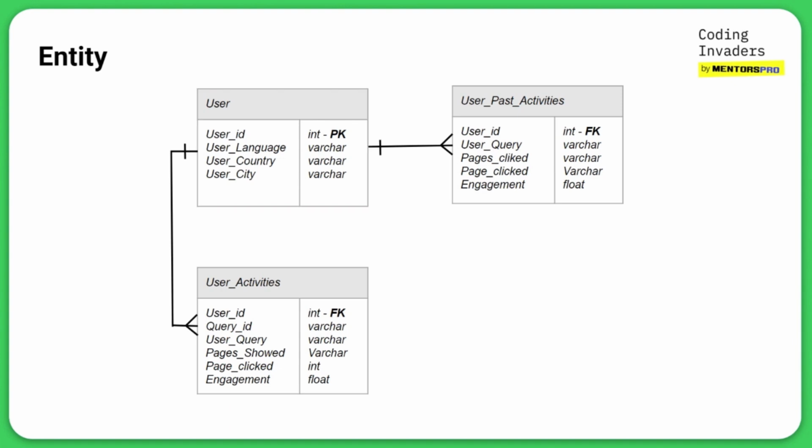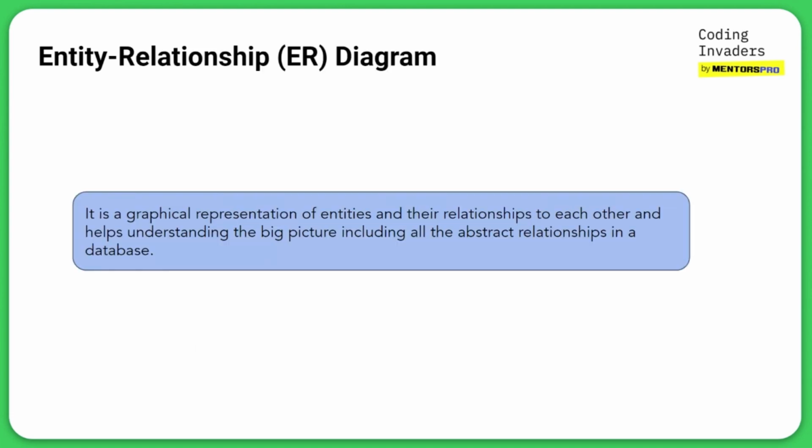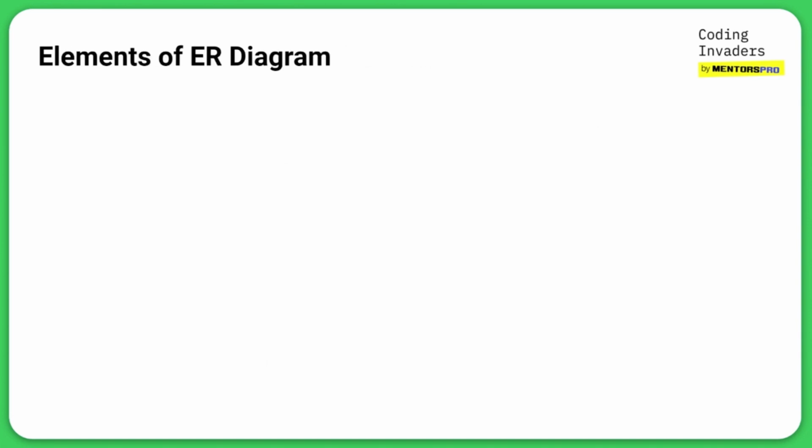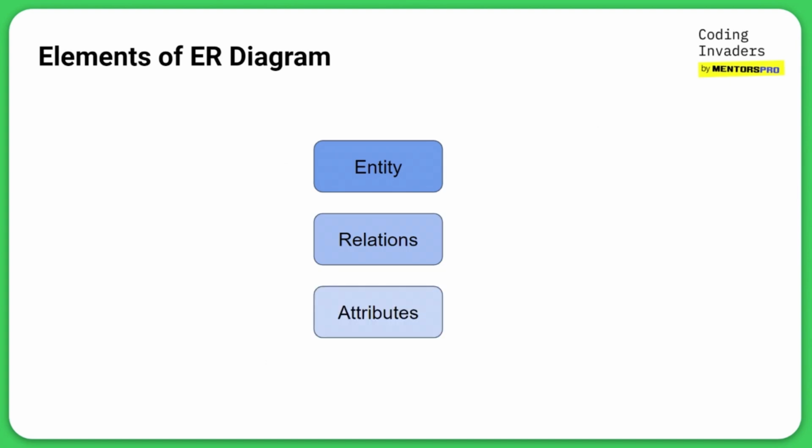Till now, we have learned what are relations and entities. Now, let us jump to a concept called entity relationship diagram, or in short, ER diagram. It is a graphical representation of entities and their relationships to each other. This helps in understanding the big picture, including all the abstract relationships in the database. There are three elements in an ER diagram: entity, relations, and attributes.